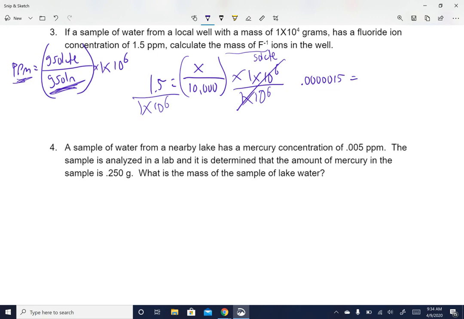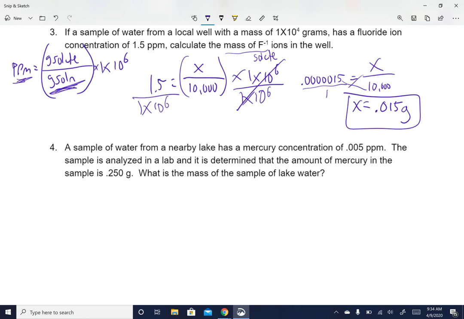And that's equal to X over 10,000. So now, this is really over 1. I just cross multiply: 10,000 times that number. And X equals 0.015 grams of F minus. That's the answer to number 3.